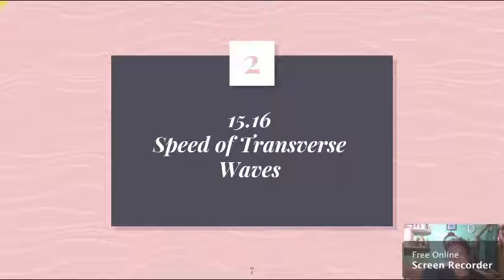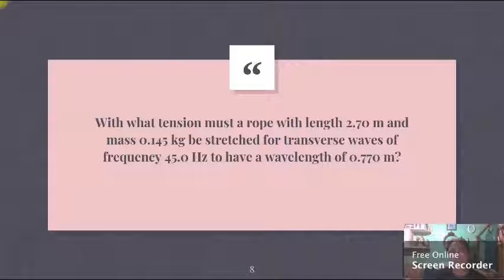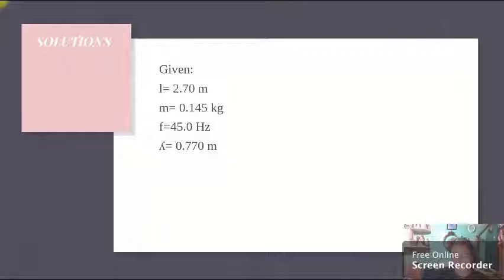For our next problem, it is all about the speed of transverse waves. So, with what tension must a rope with length 2.70 meters and mass of 0.145 kilograms be stretched for transverse waves of frequency 45 Hz to have a wavelength of 0.770 meters?